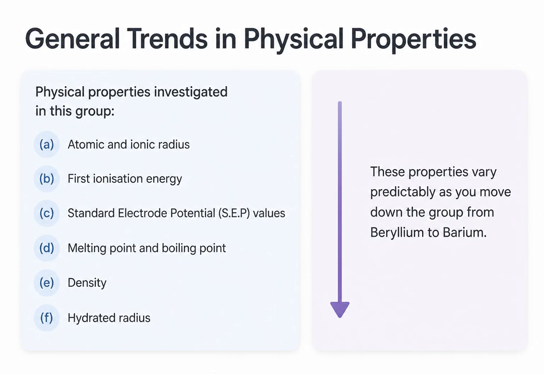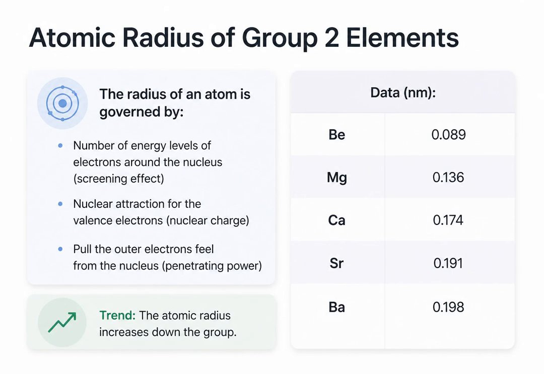We will start by investigating the general trends in their physical properties. As we move down the group from beryllium to barium, we observe predictable variations in several key areas, including atomic and ionic radius, ionization energy, standard electrode potentials, melting and boiling points, density, and hydrated radius. Let's break down each of these properties one by one. Let's begin with atomic radius.